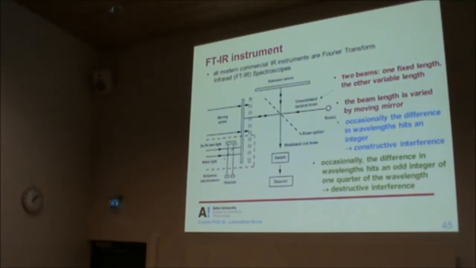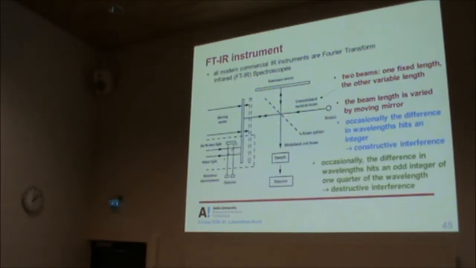So an FTIR setup consists of the following. You have a source of light, and you have a stationary mirror, and you have a mirror that moves. Now the source of radiation produces a whole range of frequencies. And the incident radiation is reflected back, and the beam splitter sends it back.